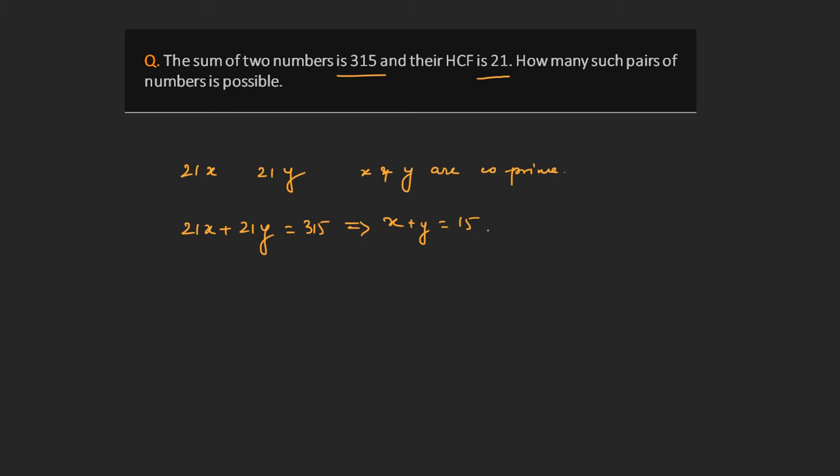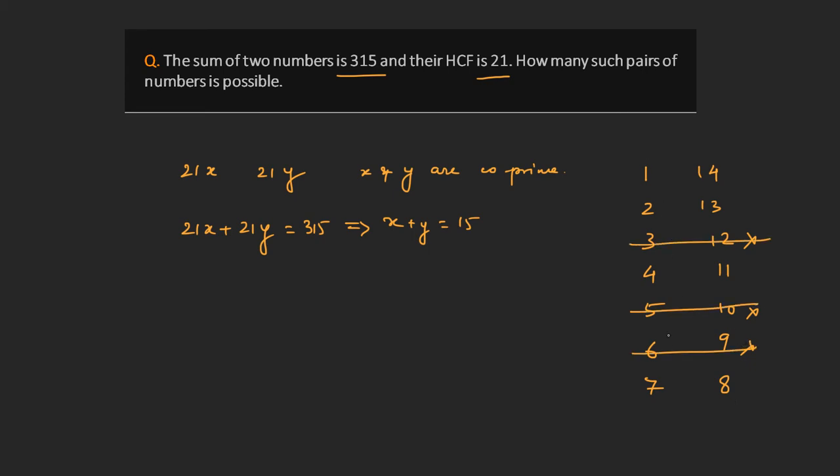Let's see, if one of the numbers is 1, the other must be 14, right? Or it could be 2 and 13. Or 3 and 12? No, because 3 and 12 are not co-prime. They have a common factor, 3. But 4 and 11 is fine. 5 and 10? No, 5 is a common factor. 6 and 9? No. 7 and 8? Yes. And from here, the pairs will just repeat with the numbers interchanging positions. So we stop here.